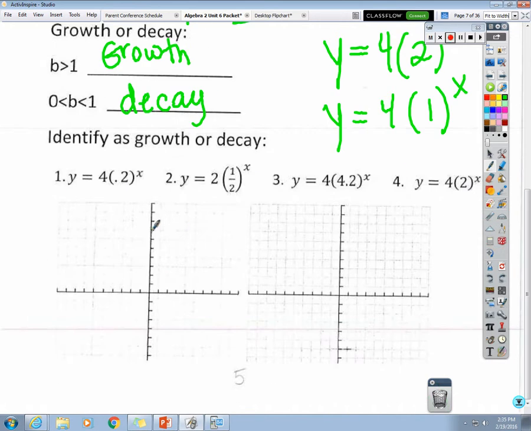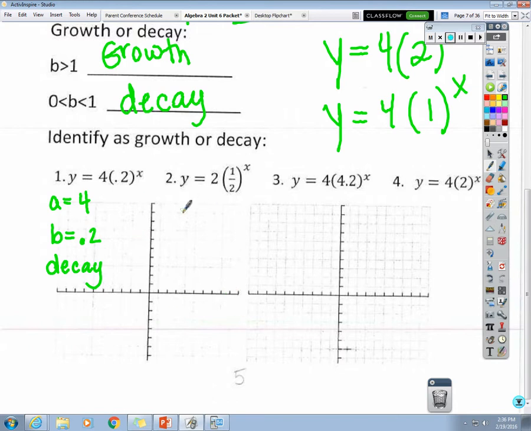Okay, number 1, what is the a value? You can write on these graphs. We're not going to use them. What is the a value? 4. What is the b value? So is this a growth or a decay? Decay, because 0.2 is in between 0 and 1, right? So this graph is going to be going down from left to right.